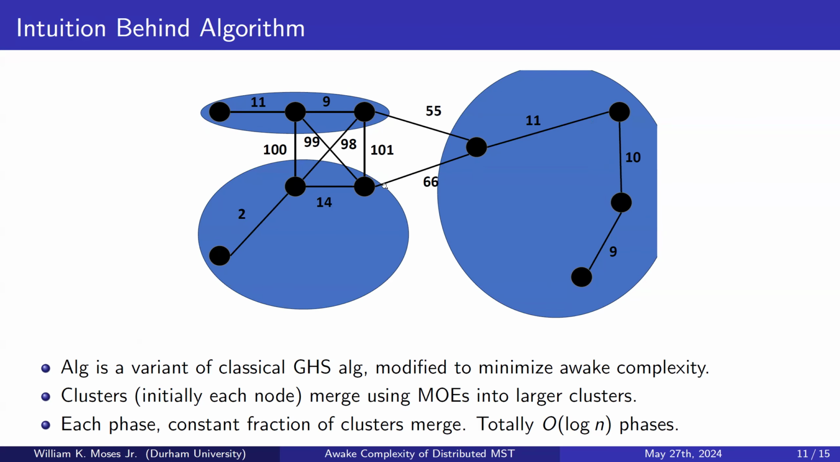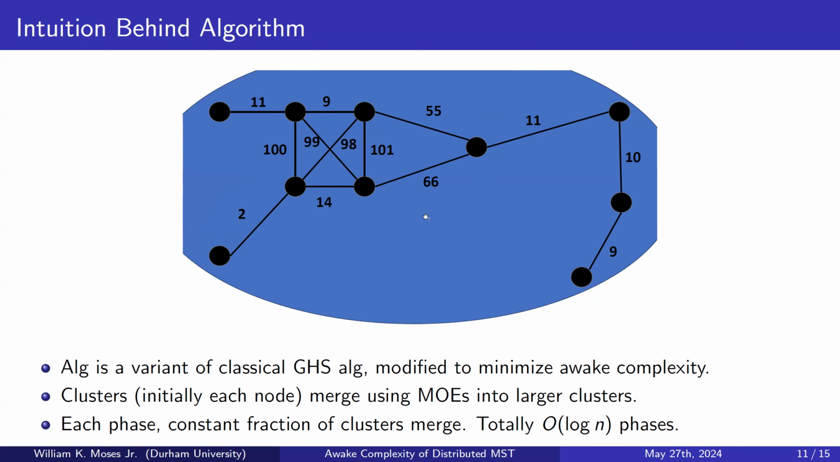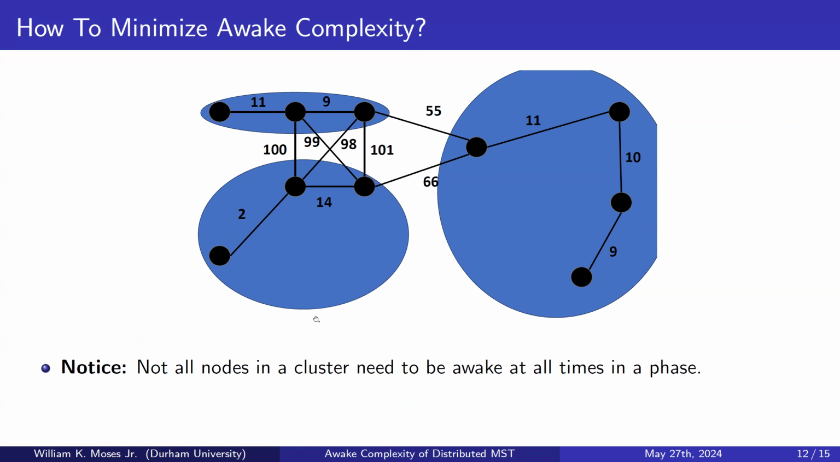And then you repeat this for log n phases, and you end up with all of the nodes forming a spanning tree within one cluster. In fact, not just a spanning tree, the minimum spanning tree. And because you can show that in each phase, a constant fraction of clusters merge, totally there'll be log n phases. That's the typical GHS. But then how do we minimize awake complexity? Well, we do that through a few observations.